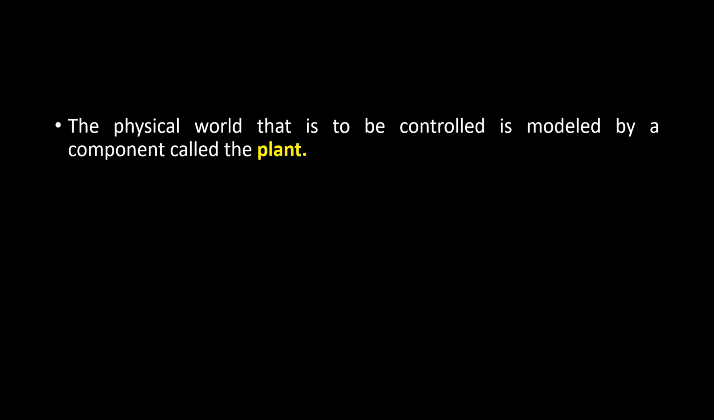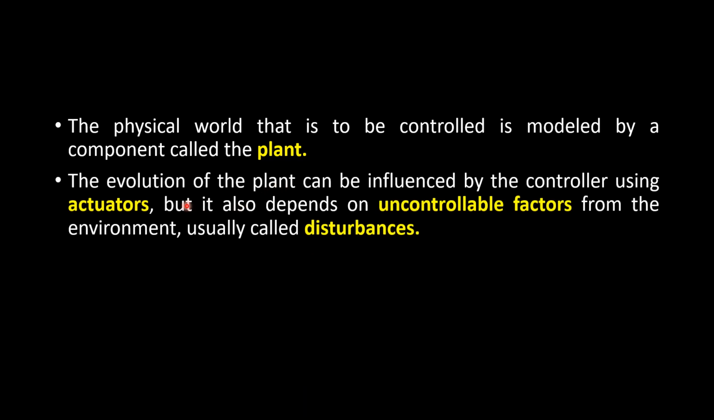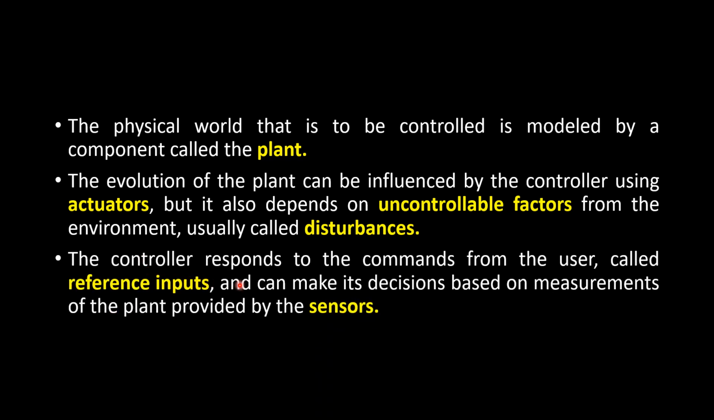So the physical world that is to be controlled is modeled by a component called the plant. That's what we have seen. The evolution of the plant can be influenced by the controller using the actuator, but not only upon this actuated signal, the plant will also receive the uncontrollable signal called disturbance from the environment. The controller responds to the commands from the user called reference inputs and can make decisions based on the measurements of the plant provided by the sensors. That's what we have seen.